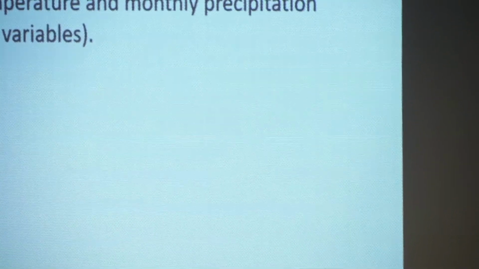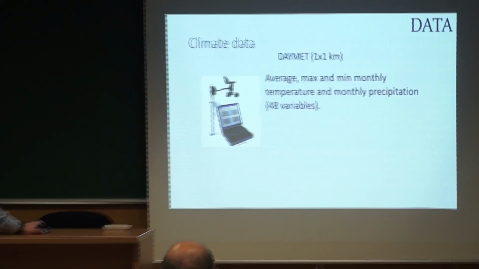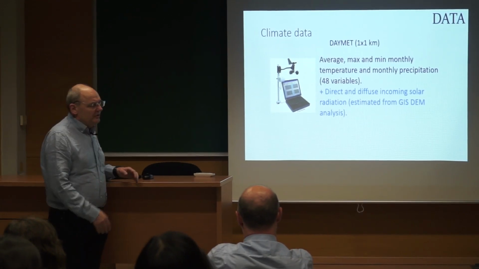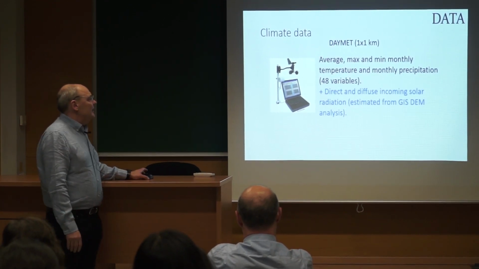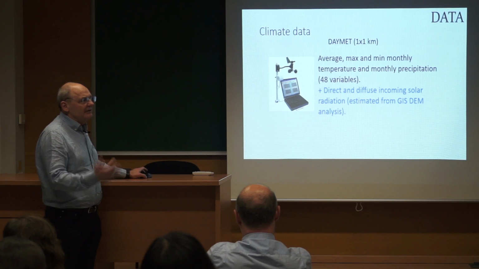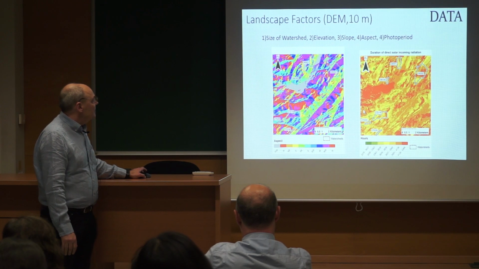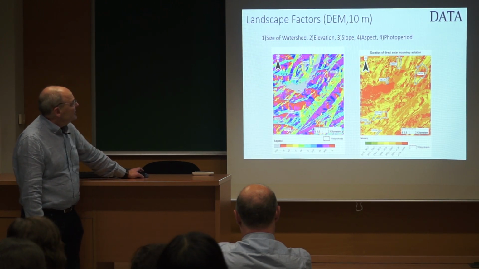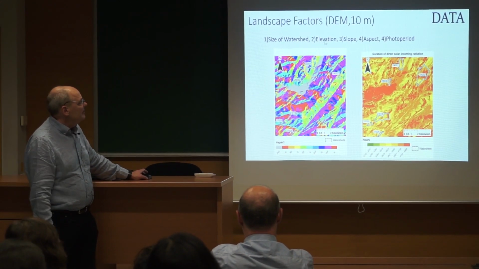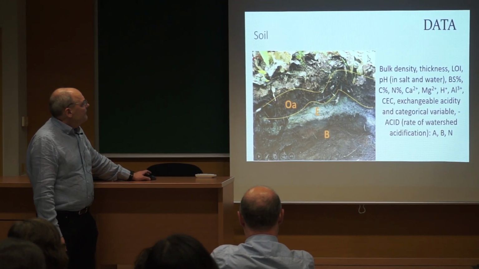Now, in climate data, we use the DAYMET data set. It's average, maximum, and minimum monthly temperature and monthly precipitation. We also use a digital elevation model and GIS to derive direct and diffuse incoming solar radiation on the assumption of 50% cloudiness. So it's not really climate data, but it's derived from the digital elevation model. Here you can see what else we use digital elevation models for. We estimated, of course, the size of each watershed. It was a separate variable, along with average elevation, slope, aspect, and photoperiod.